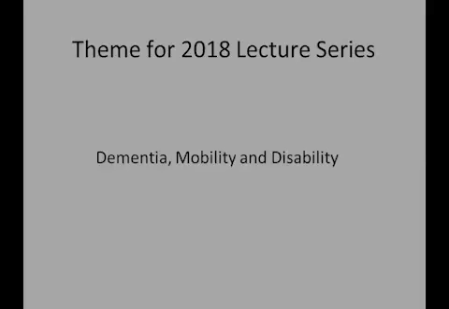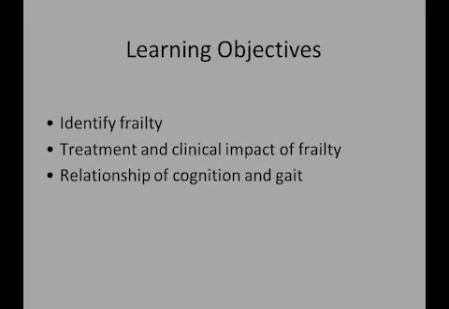The theme for the 2018 lecture series is dementia, mobility, and disability. My objectives for today are to help you learn to identify frailty, learn to treat and really understand the clinical impacts of frailty, and then at the end of the second portion of my talk we will be discussing the relationship of cognition and gait. I think frailty as well as this idea of cognition and gait are very important, as I think they are all related to mobility. And so let's go ahead and get started with frailty.